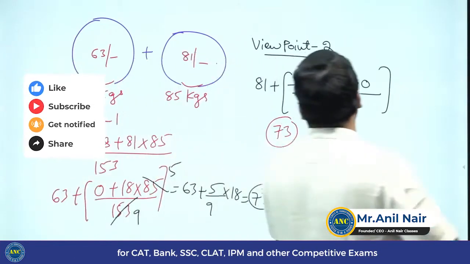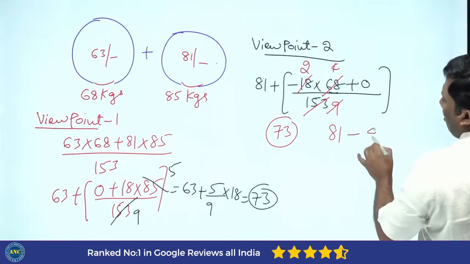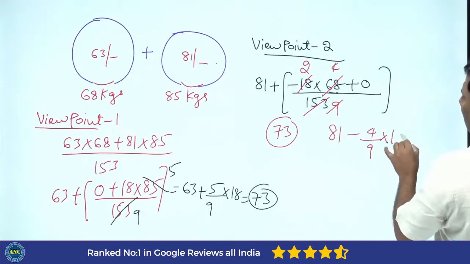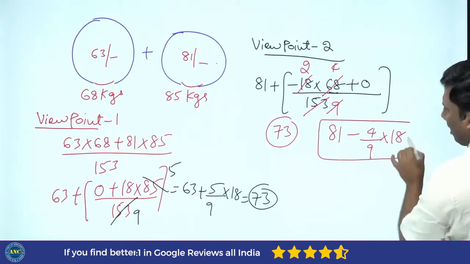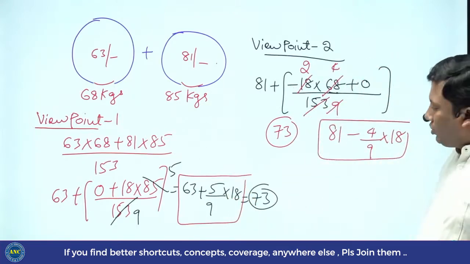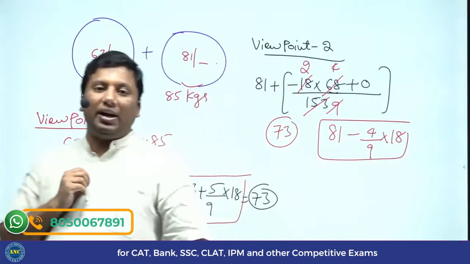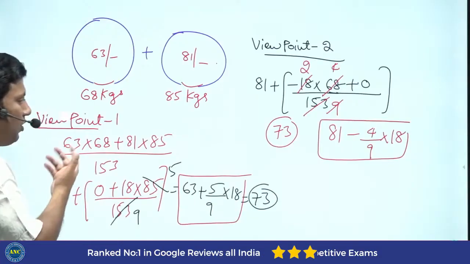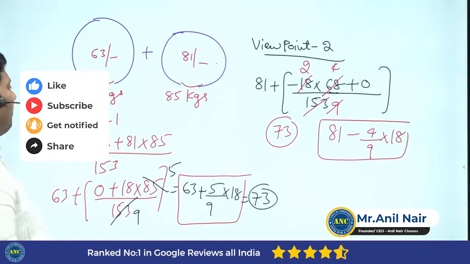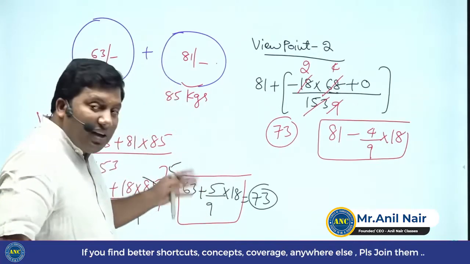What is this fraction? These 81 plus or minus 4 by 9 into 18. Please put a star mark on both of these: 63 plus 5 by 9 into 18, and next one, 81 minus 4 by 9 into 18. What is this 5 by 9 and 4 by 9? Now the concept is clear, optimizing is clear.